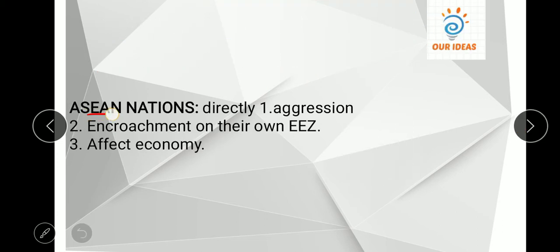So first, it directly affects Asian nations, because China is aggressive towards them and encroaches on their exclusive economic zones and affects their economy badly, because if their fisheries are exploited by China, there is a loss of revenue for them. So this is the problem.